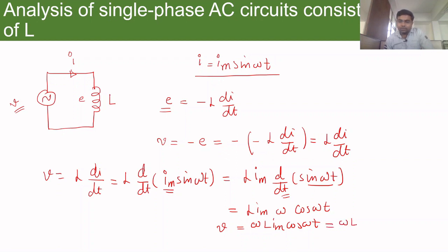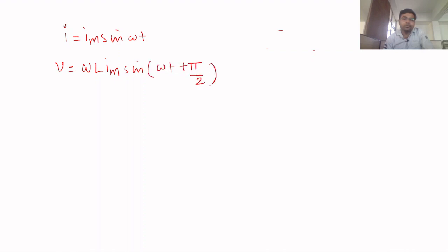Now this can also be given as V = ωL Im sin(ωt + π/2). Okay, so if we just rewrite these equations, one is for current, which is i = Im sin ωt, and the equation for the voltage is V = ωL Im sin(ωt + π/2). So this is nothing but Vm, so V can be given as Vm sin(ωt + π/2).